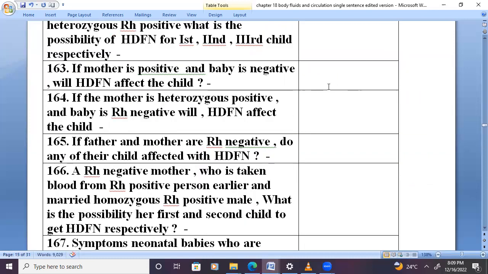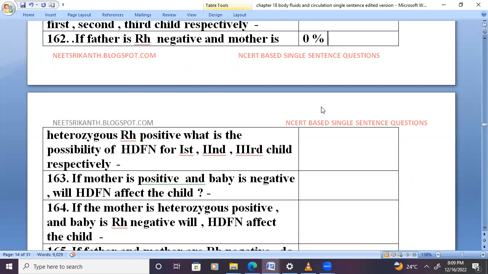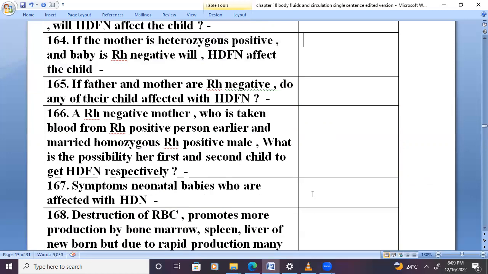If the mother is positive and the baby is negative, will HDFN affect the child? No. If the mother is heterozygous positive and the baby is Rh negative, will HDFN affect the child? No, the mother is not sensitized. If the mother has the Rh factor, there is no problem. If the father and mother are both negative, there is no problem at all. Is it affected with HDFN? No.